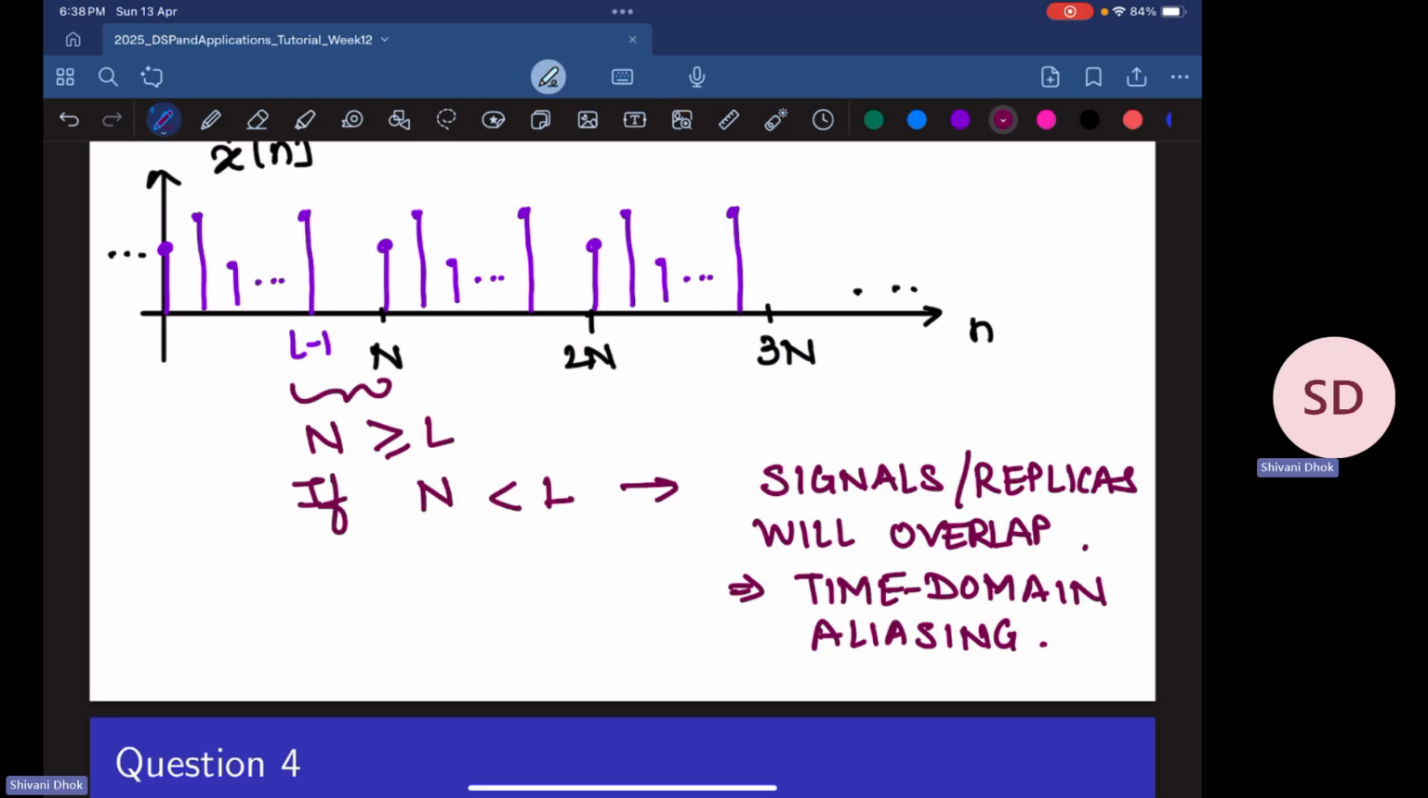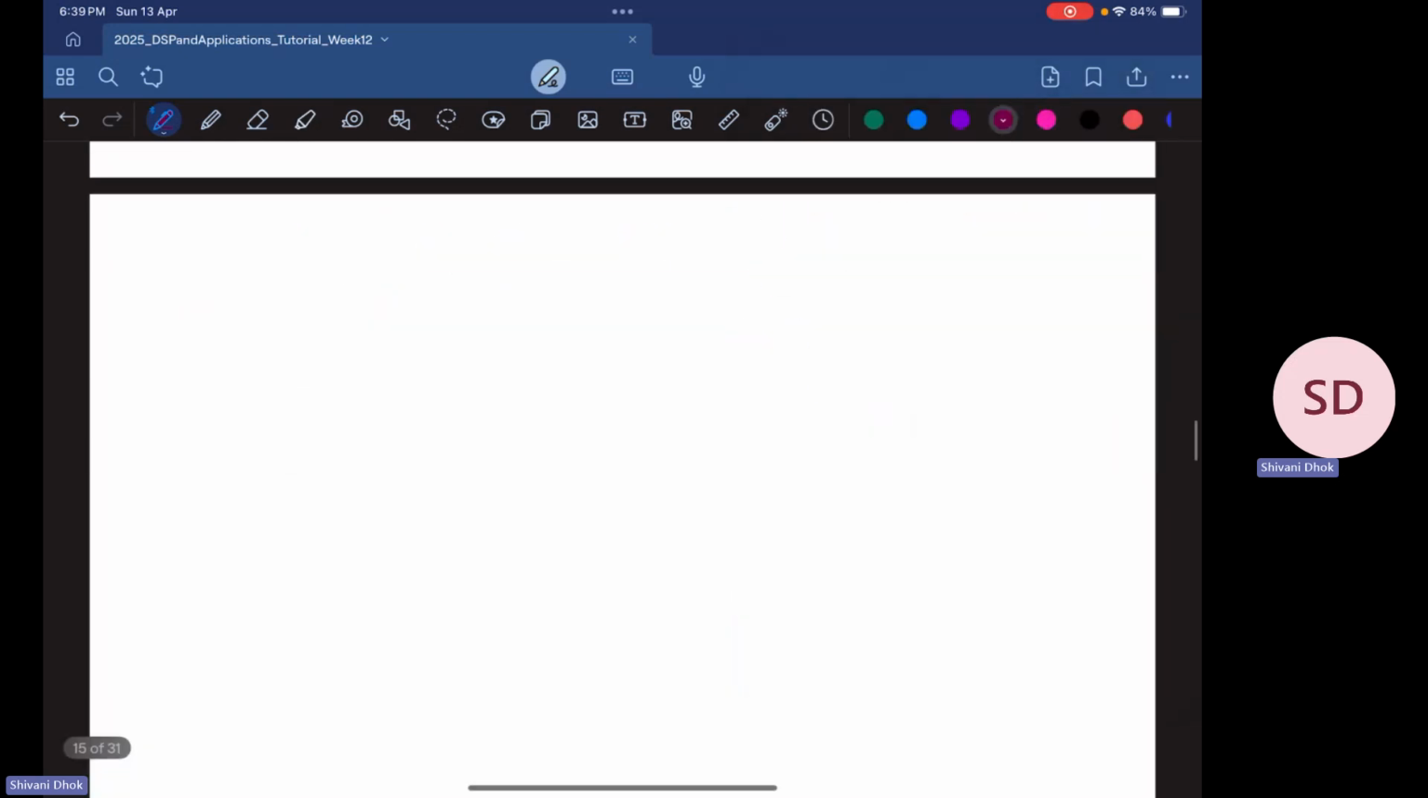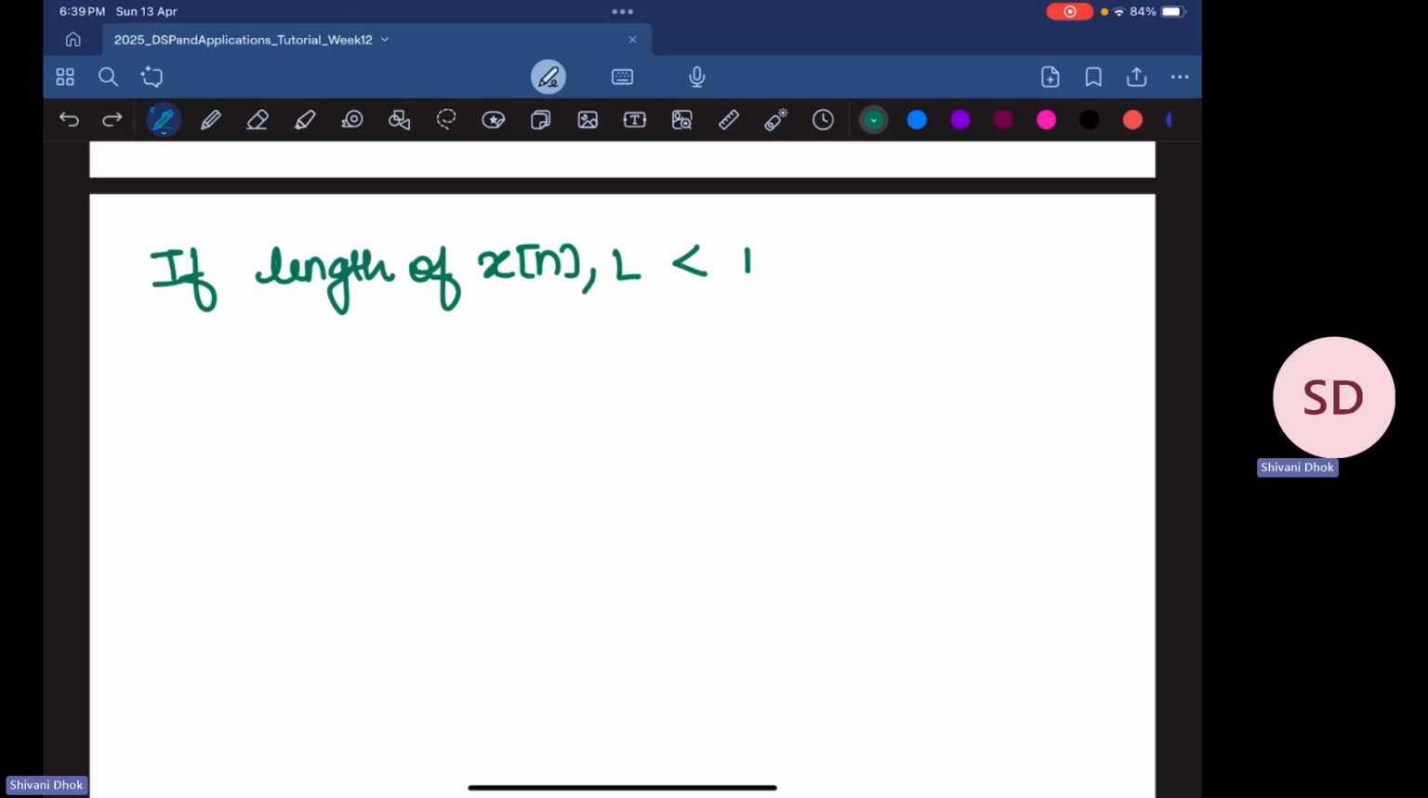So what is the conclusion now? The conclusion is, if the length of x of n, say L, is less than N, or less than or equal to N for that matter, there will be no aliasing in time domain.